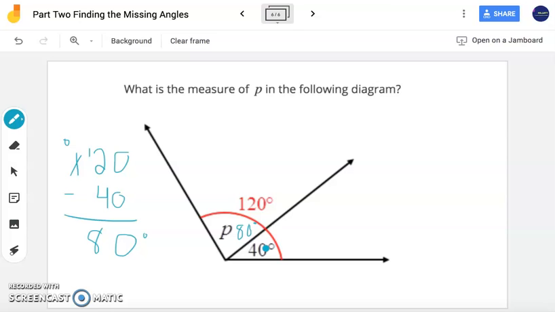When you are completing these problems today, it is important for you to fully read the directions to help you identify the given values for each problem. That will help you determine, am I adding, am I subtracting? Maybe I'm doing both to help me find that missing angle measurement. As always, feel free to refer back to this video to help you with today's activities.